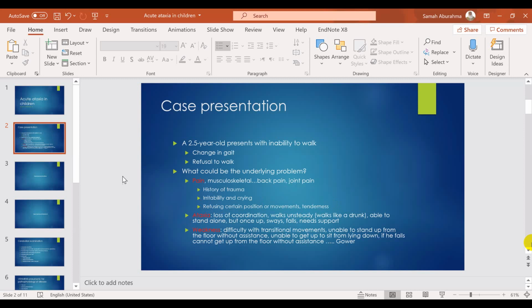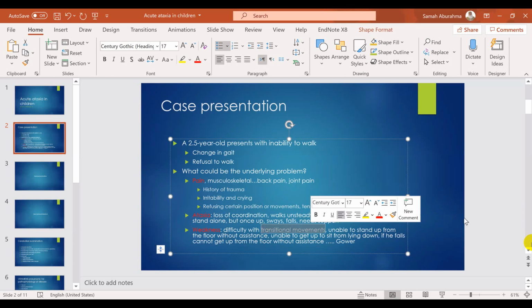Ataxia, we will do a cerebellar exam, we'll talk about it in a bit. With weakness, we concentrate on transitional movements. That means getting up: the patient is lying down, asking him to sit up from a lying down position, asking the child to stand up from sitting down on the floor. Difficulty with transitional movements is indicative of weakness, I mean, okay?